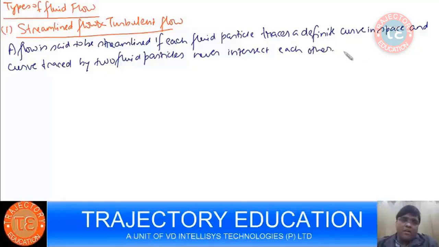And the opposite will be turbulent flow. Turbulent flow is where the particles are not traveling in a definite curve, and the curves traced by two fluid particles may intersect. That's called turbulent flow. In this chapter, we will only confine ourselves to streamlined flow. That's one classification.